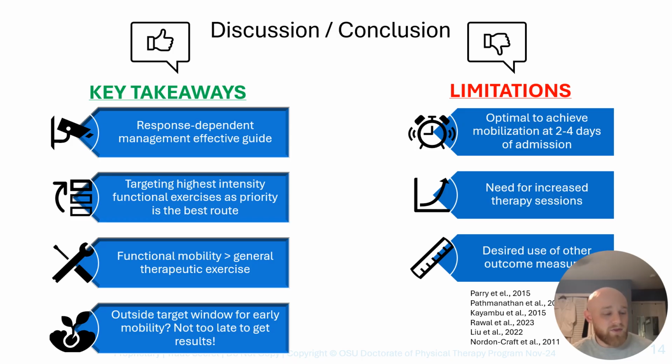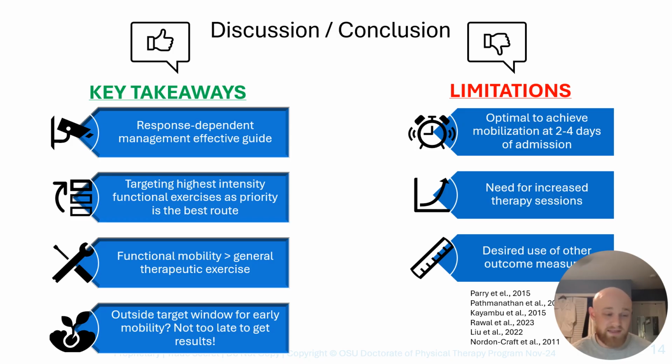Also, although this patient was outside the cited target window for early mobility of 2 to 4 days, we still saw substantial benefits and outcomes. So the message there is that it's never too late to start mobility. And on the other side, however, we would have greatly loved to intervene for this patient in those initial 2 to 4 days of admission. We could have seen better outcomes that way.